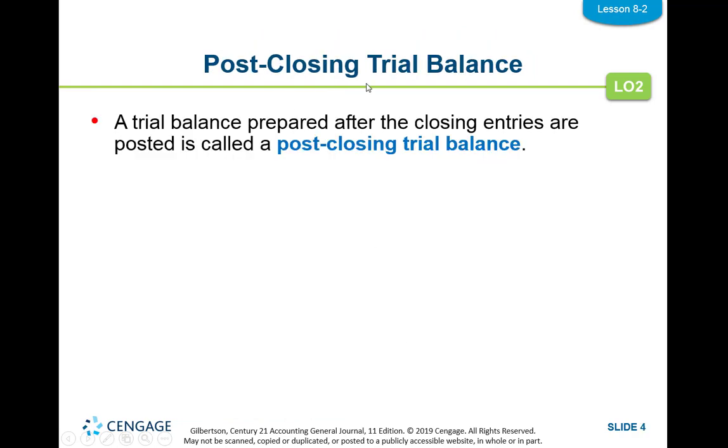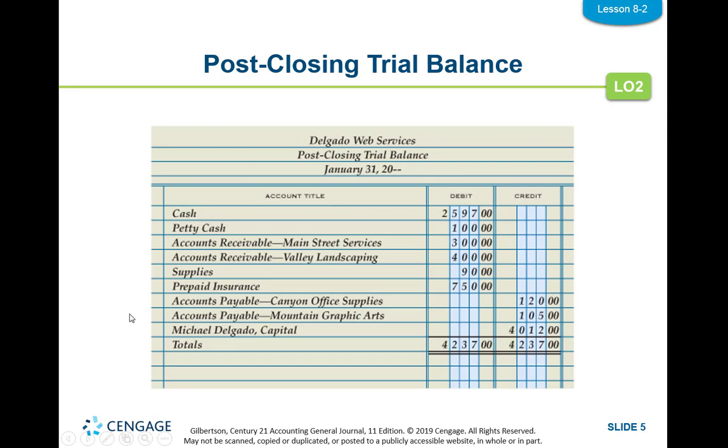So our post-closing trial balance is a term, and the definition is a trial balance prepared after the closing entries are posted. So again, after posting our closing entries, we're going to prepare a trial balance. Again, the purpose of any trial balance is to prove debits equal credits. So what does a post-closing trial balance look like? This. Okay? Heading, spot for account titles and debits and credits.